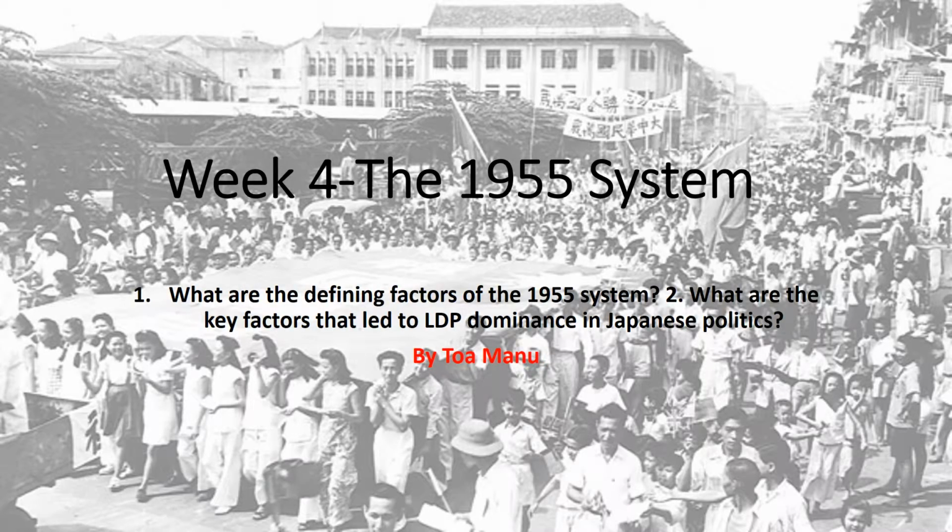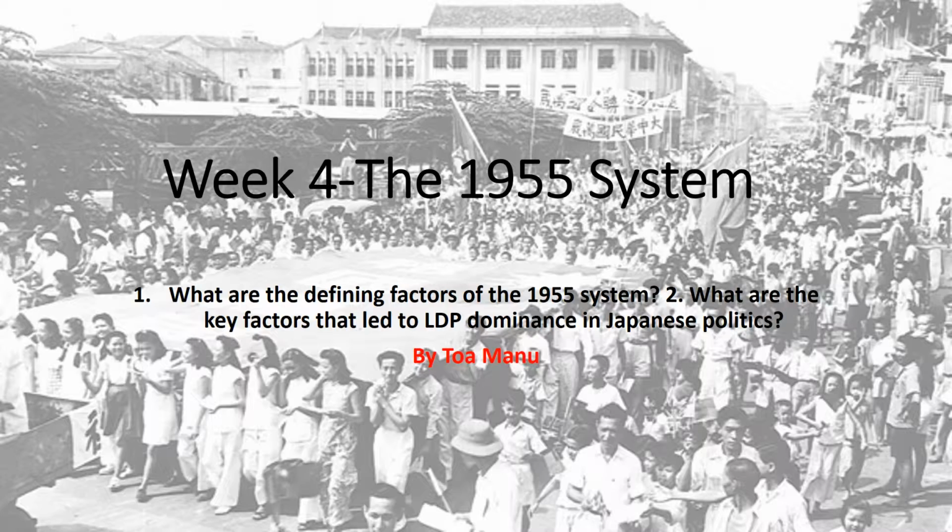Tower, and I will be presenting the Week 4 topic of the 1955 system, Japan. To decipher the events and importance of this system, I will be referring to the topic questions for this week. Firstly, what are the defining factors of the 1955 system? And what are the key factors that led to the Liberal Democratic Party's dominance in Japanese politics?